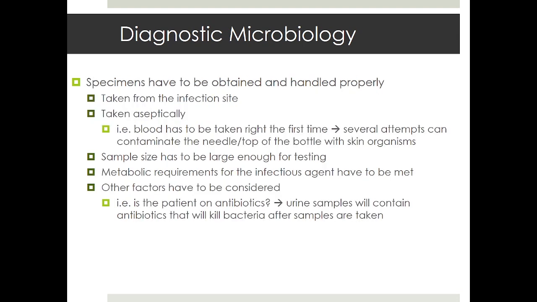One thing to consider is that specimens have to be obtained and handled properly. If you can imagine, we are humans that have our own commensal organisms and we are taking samples from another person, there's a high potential for contamination if things are not conducted properly. There are quite a few different factors to consider, like taking specimens from the infection site. So for example, if you had a throat infection, you'd want to make sure that you're testing from the proper areas of the throat versus just spontaneously somewhere within the oral cavity.